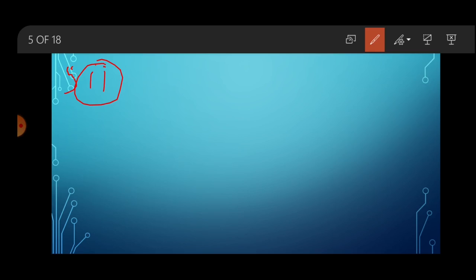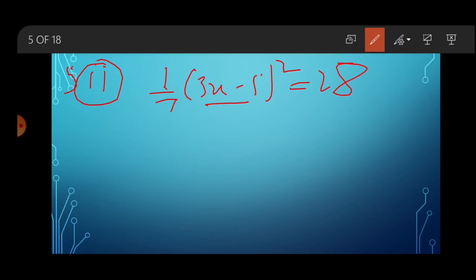In this you have 1 by 7 (3x minus 5) to the power 2 is equal to 28. So first you will cross multiply it, and then I will also solve the square of this particular term. So it will become 9x square plus 25 minus 2 into 3x into 5 is equal to 7 into 28. So it will become 7 8s are 56, 7 2s are 14, and 196.